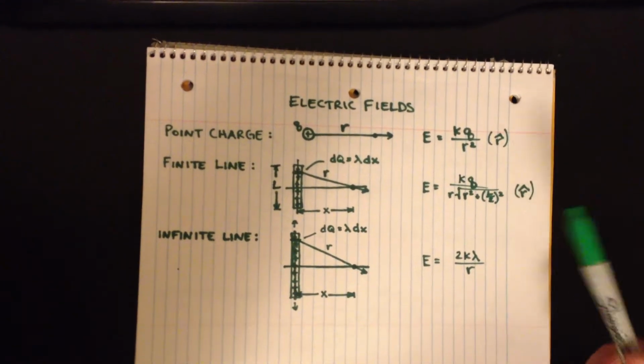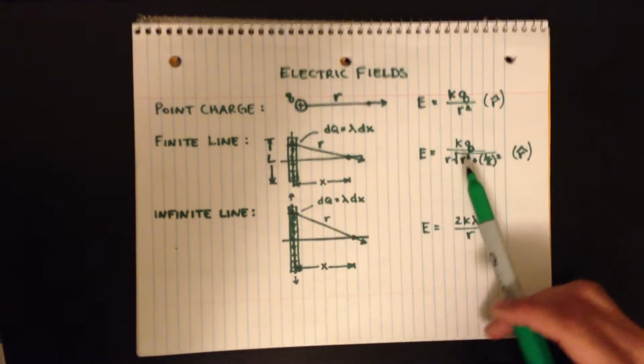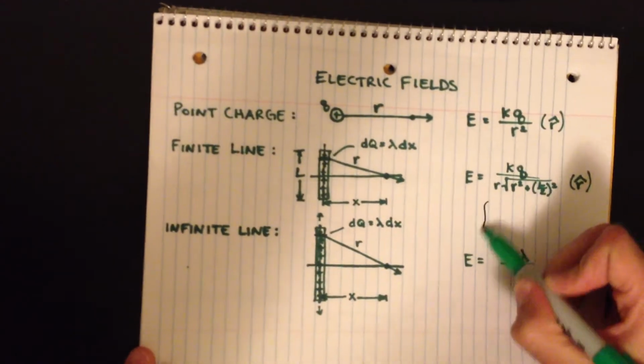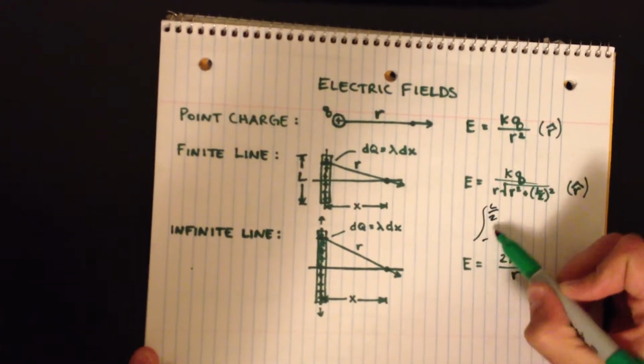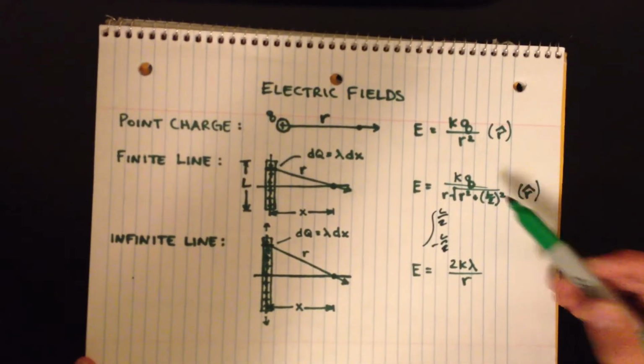And this equation, after deriving, comes out to be kq over r times root r squared plus L over 2 squared. Now your limits of integration here are going to be negative L over 2 to L over 2, and that will give you this equation once you integrate.